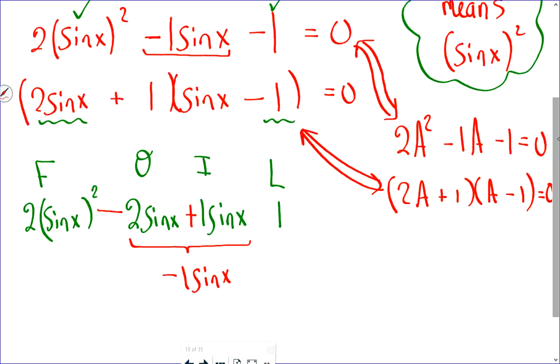Okay. Anyway, what we now have is 2 sine of x plus 1 equals 0. And we have sine of x minus 1 equals 0. And these are two equations you could have solved yesterday. Find the reference angle, locate the quadrants, determine the rotation angles.